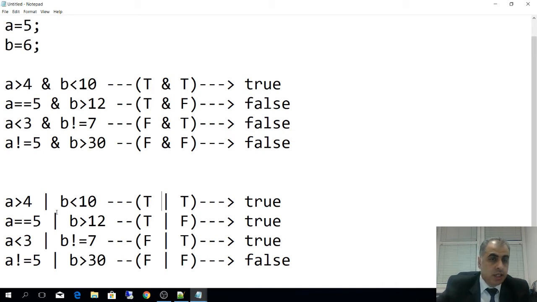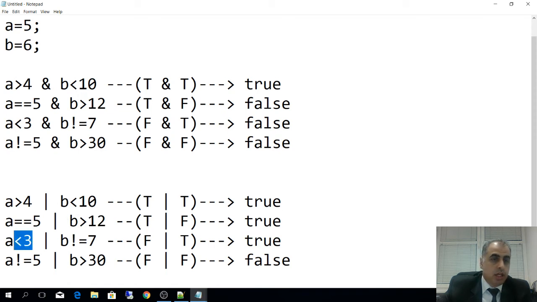Let us check. A is greater than 4, is it correct? Yes, it is correct, 5. B is less than 10, is it correct? Yes, it is less than 10, it is correct. True or true, result is true. Let us check here. A is equal to 5, yes, it's true. B is greater than 12, it is false, but because there is one true, the result is true.